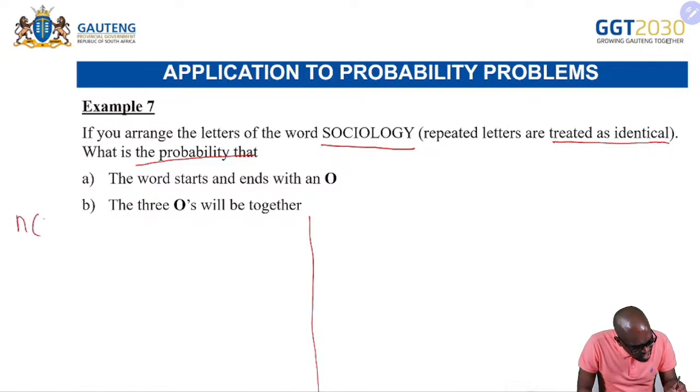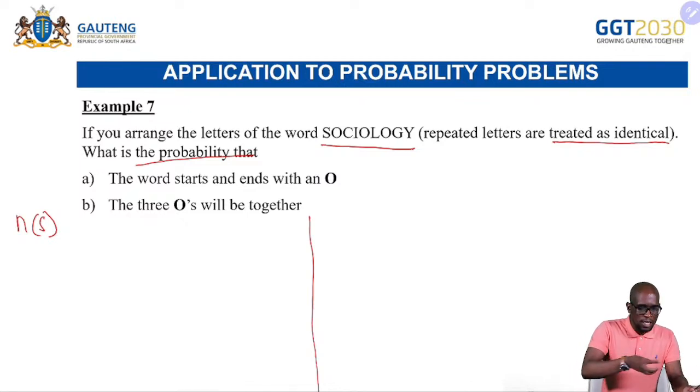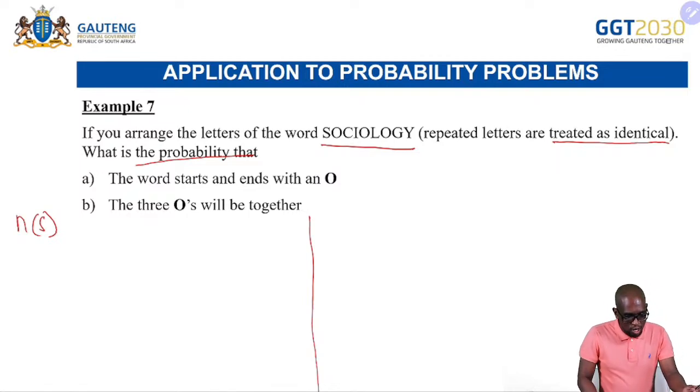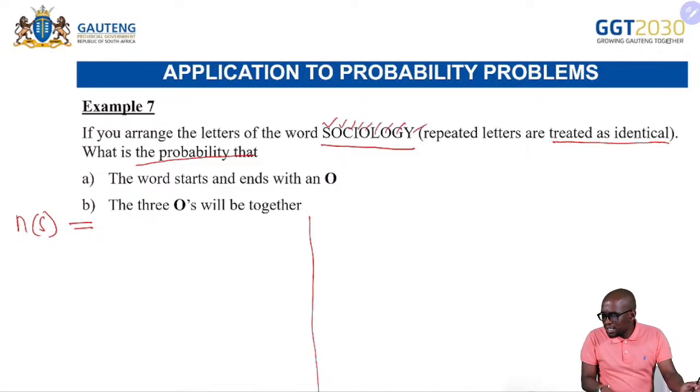So let's start with the number of elements in our sample space. The number of elements in the sample space would be the arrangements without any restrictions. The word sociology can be arranged in, let's check, 1, 2, 3, 4, 5, 6, 7, 8, 9. It's 9 letters that we are dealing with here.